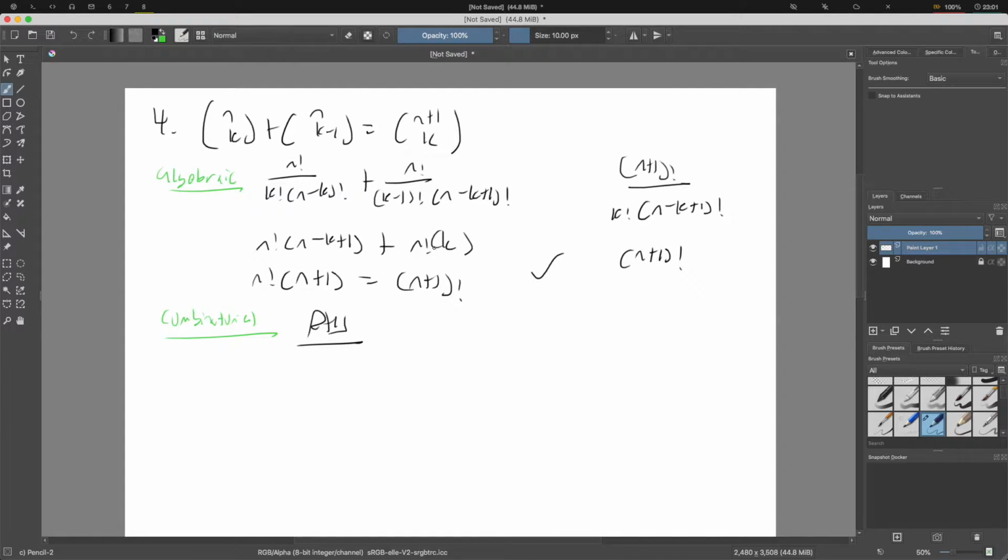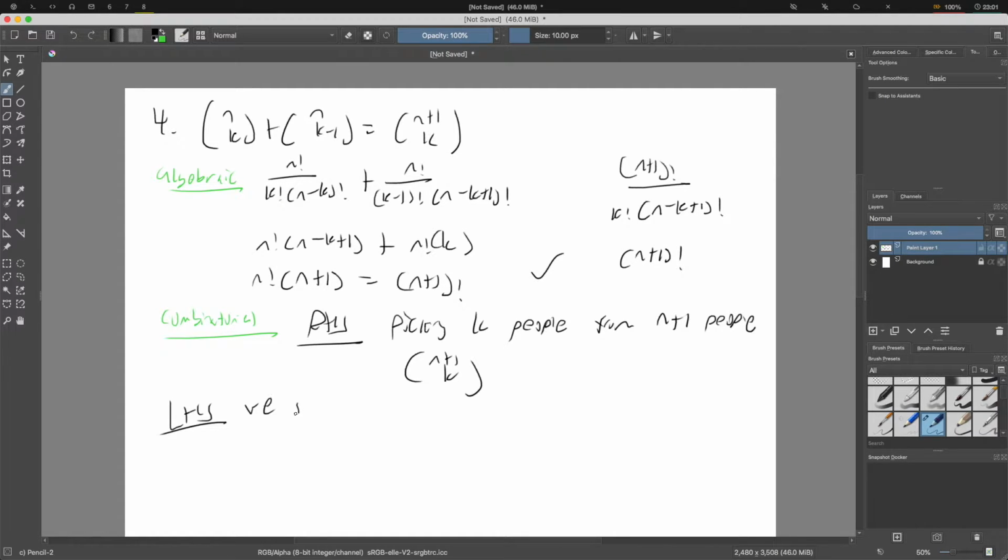On the right-hand side, we can imagine that we're picking k people from n plus 1 people. By definition, there are n plus 1 choose k ways to do that. If we're picking k people from n plus 1 people, we're choosing k people, we could say. But now let's look at the left-hand side.